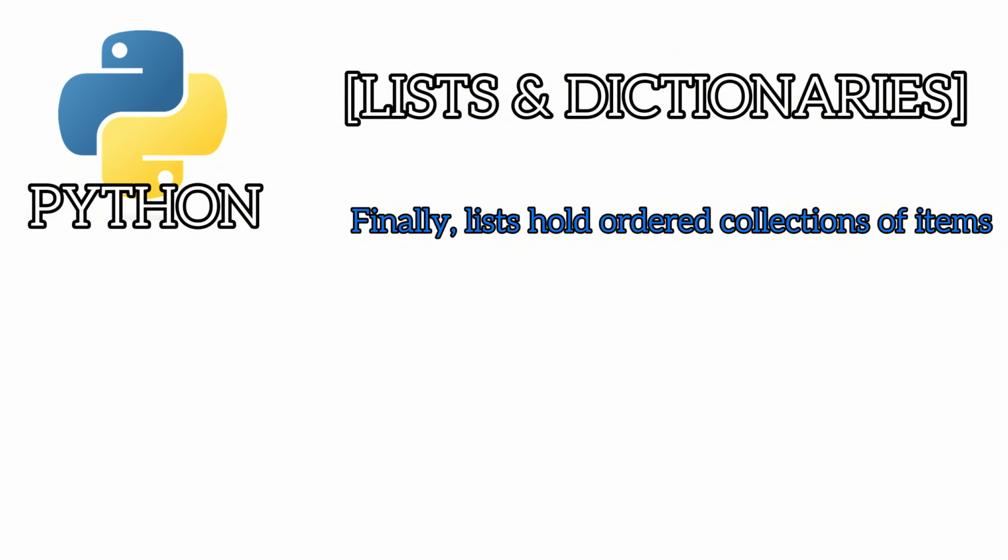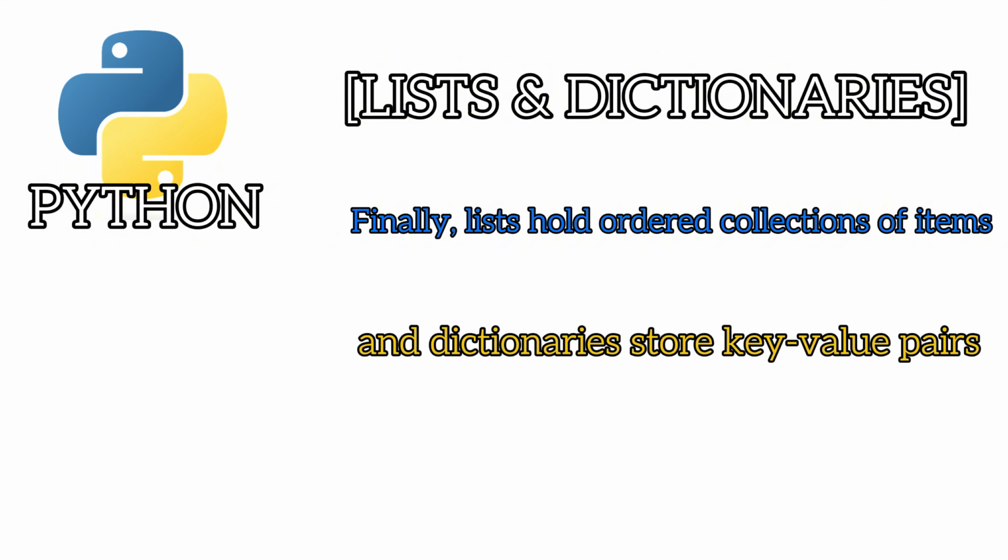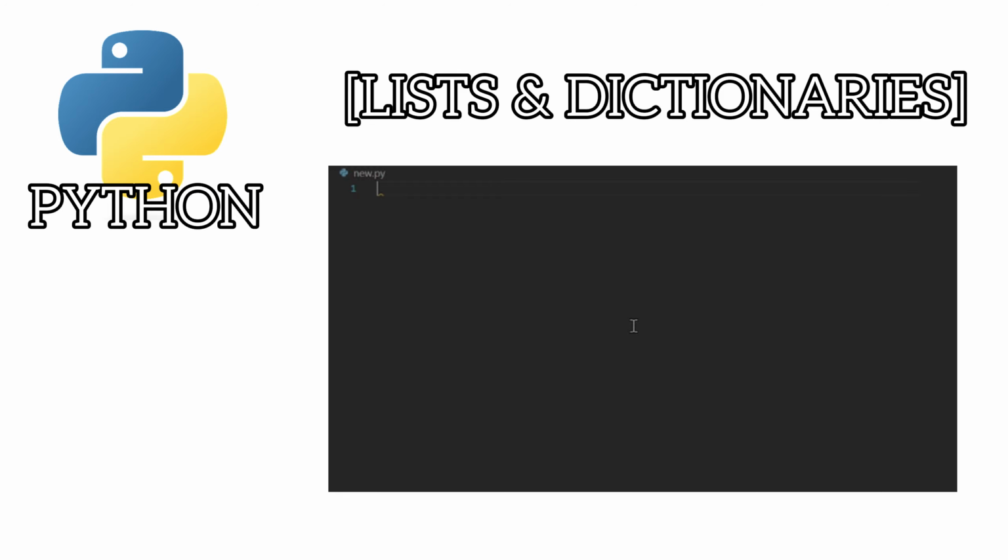Lists and dictionaries. Finally, lists hold a collection of items and dictionaries store key value pairs. Fruits equal apple, banana, cherry. Ages equal 10, 25, 30, 35.